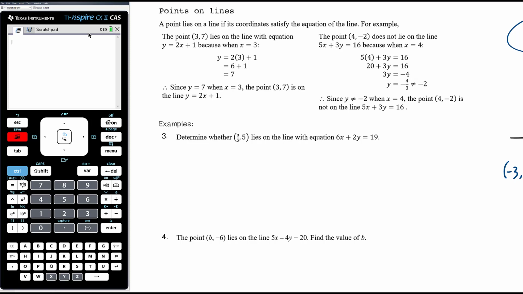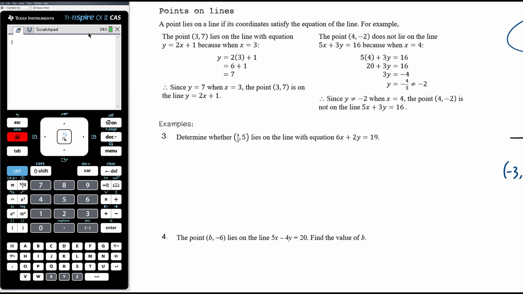The point (4, negative 2) does not lie on the line 5x plus 3y equals 16, because when x equals 4, if we sub that into the equation, we get 5 times 4 plus 3y equals 16, so it's 20 plus 3y equals 16. We subtract 20 from both sides and we get 3y equals negative 4, and we can find that y equals negative 4/3. Negative 4/3 is not negative 2, so therefore the point (4, negative 2) is not on this line. It's a point, it's not an incorrect point, it just doesn't lie on that line.